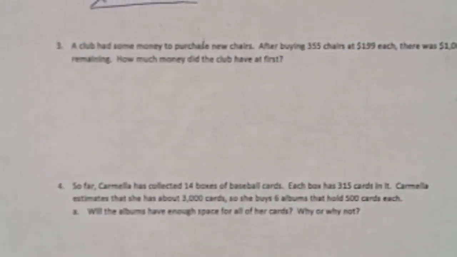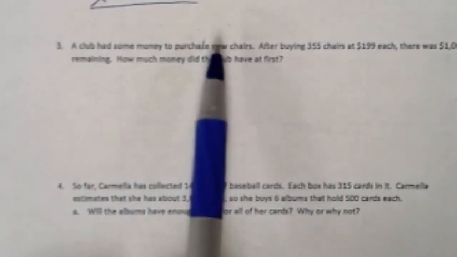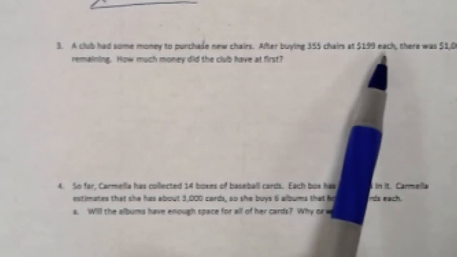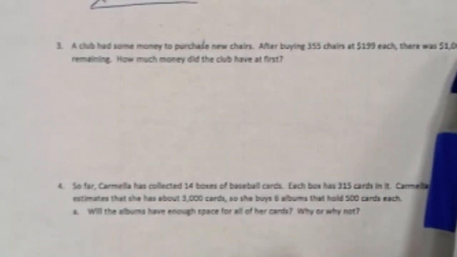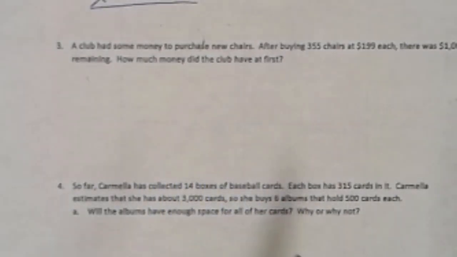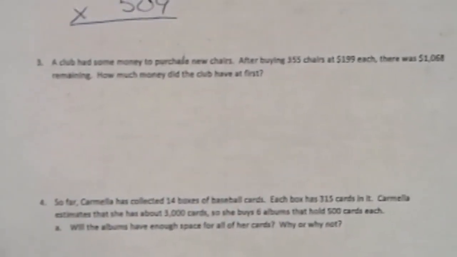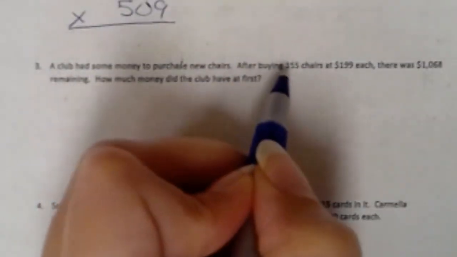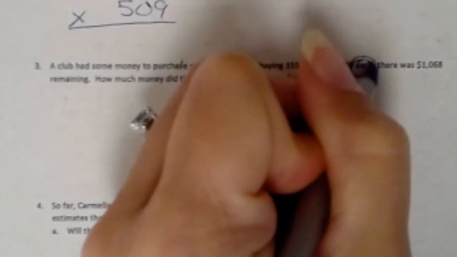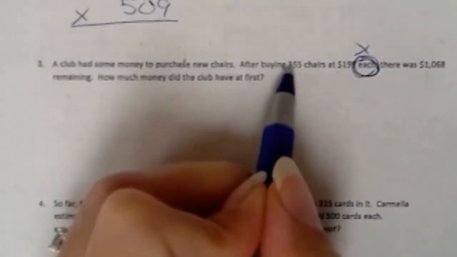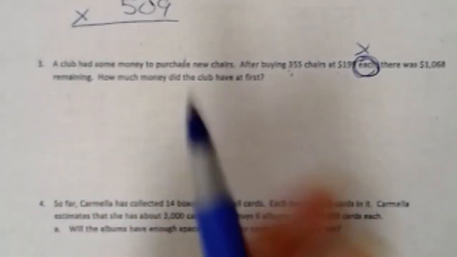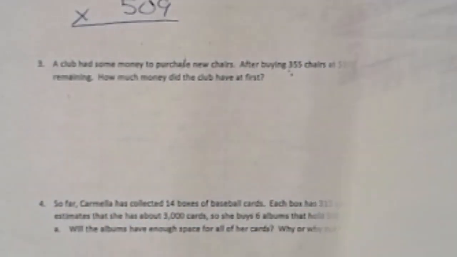says a club had some money to purchase new chairs. After buying 355 chairs at $199 each, there was $1,068 remaining. How much money did the club have at first? This is a multiple step problem. First it says 355 chairs at $199 each. Each means I'm going to multiply the chairs by the money that they cost. So 355 times $199. That's the first thing I'm going to do.